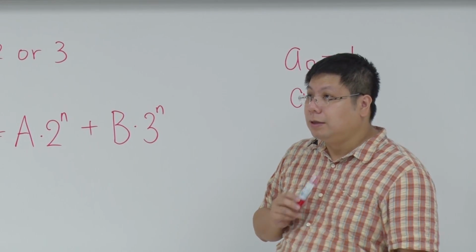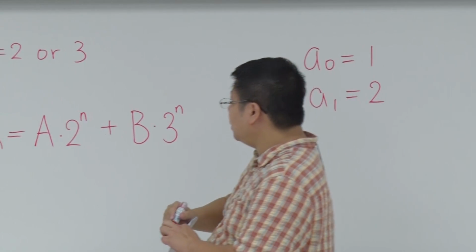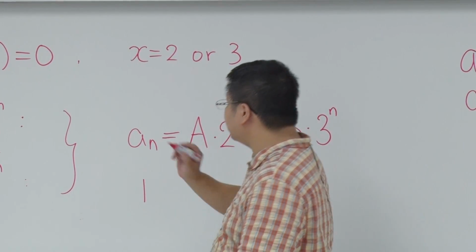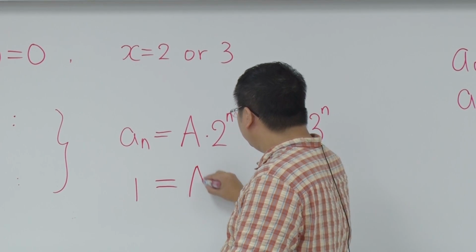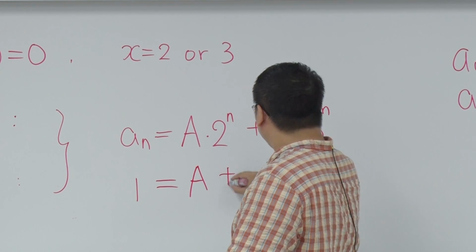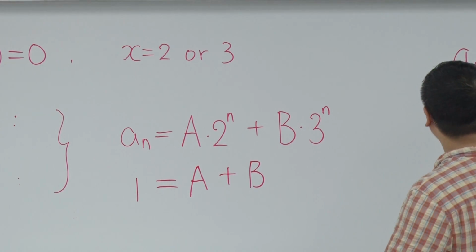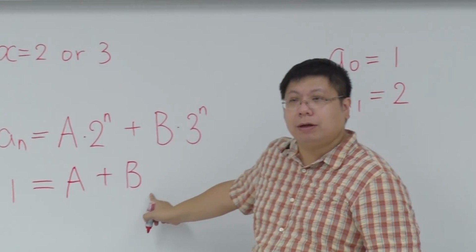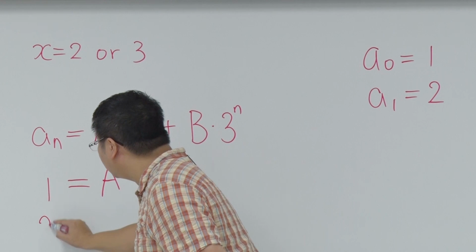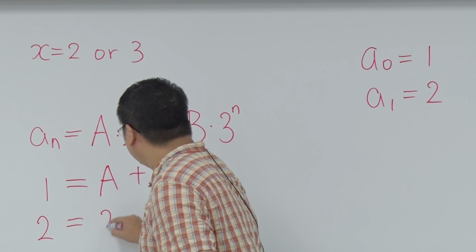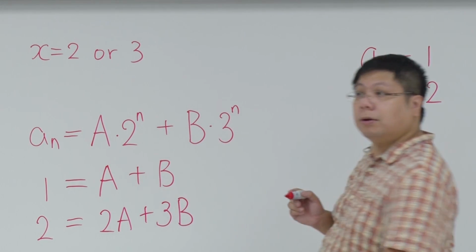Is that okay? So for instance, in this example, let's say a_0 is equal to 1, then what do we know? We know that a_0 is 1. So we set n equal to 0. So 1 is equal to A times 2 to the power 0 plus B times 3 to the power 0. So we get the first equation, from a_0 equal to 1, we get 1 is equal to A plus B. And now from a_1 equal to 2, we will know that 2 is equal to 2A plus 3B. Is that okay?